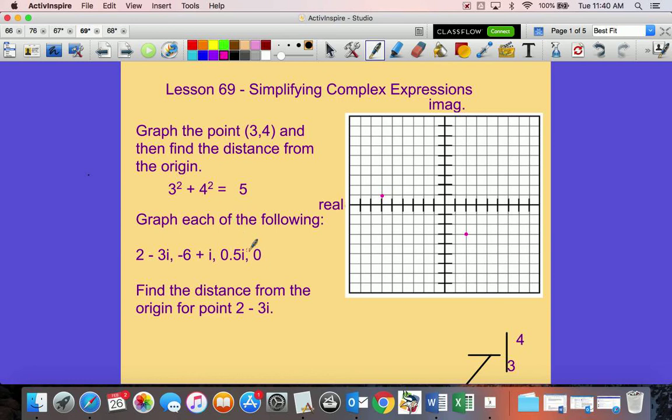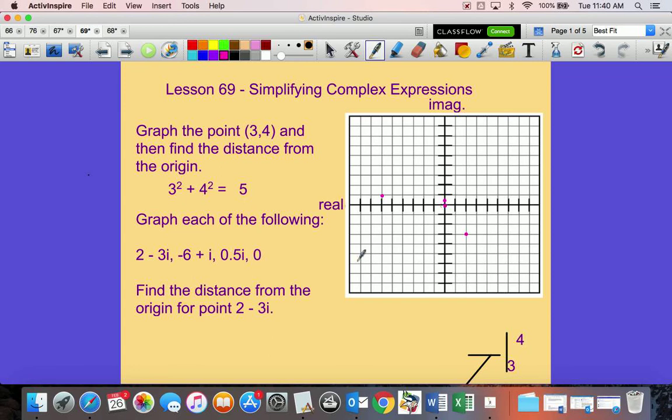and then up 1i, so we'd have that point there. For 0.5i, we don't have anywhere to go on the right or left part. We would go up 0.5. And then for our last one at 0, that would mean we're going right or left 0, and up and down 0. So that would be that point right there.